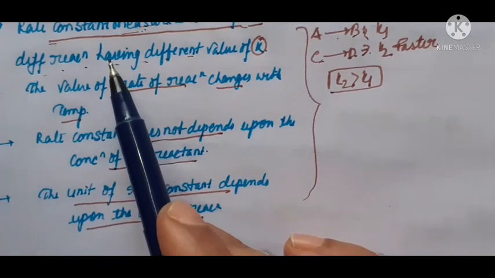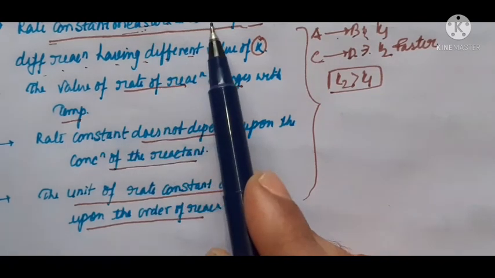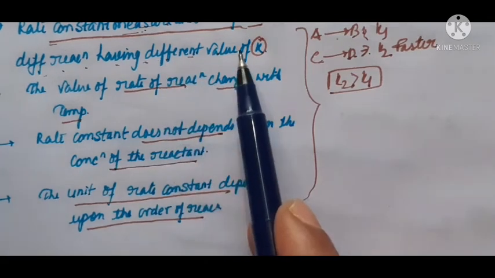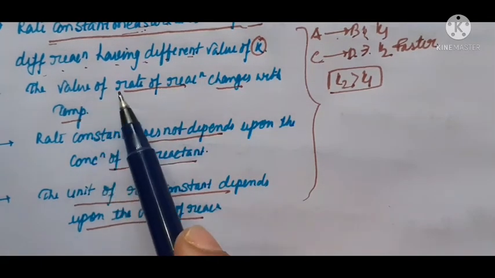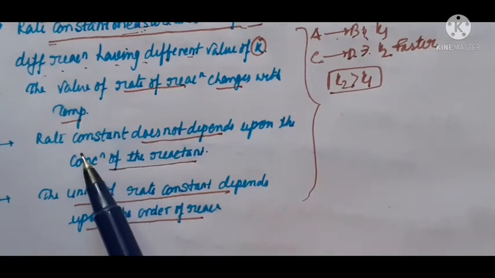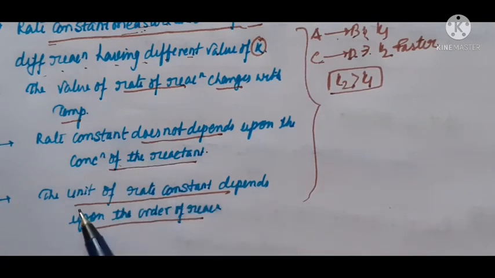So let us revise once more all the characteristics of the rate constant. Rate constant measures the rate of reaction. Different reactions have different values of rate constant. The value of rate constant changes with temperature. The rate constant does not depend upon the concentration of the reactant. And the last one, the unit of rate constant depends upon the order of reaction. For different orders of reaction, the value of rate constant and its SI unit will be different.